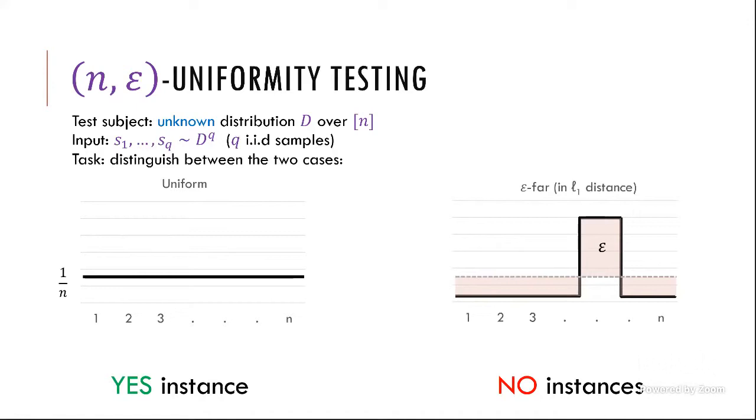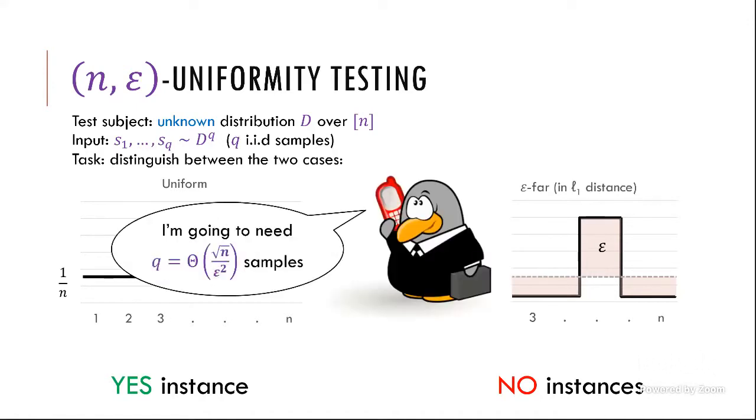Our parameters are the domain size N and the proximity parameter epsilon. The problem was already solved about 10 years ago. We know that square root of N over epsilon squared is the right sample complexity. It's the number of samples that is necessary and sufficient to solve it.